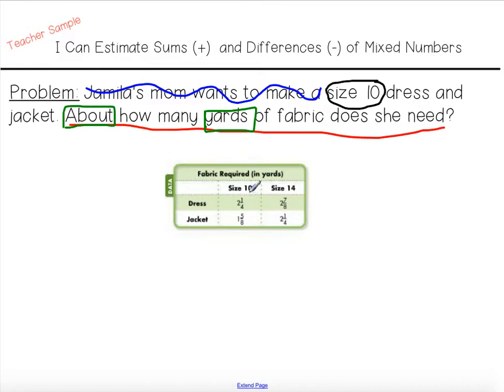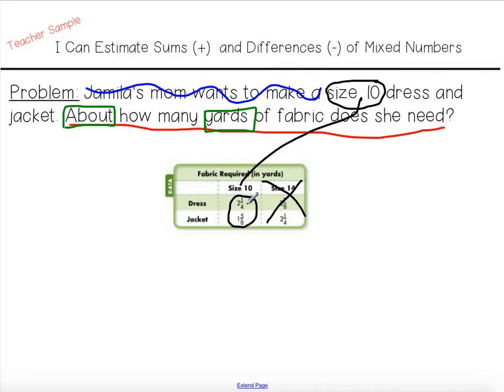So like I said, we have to use our data box down here that's provided to us because the only key number that the problem gives to us is size 10 dress. So the question asked about how many yards of fabric does she need to make a size 10 dress and jacket. So I have a dress and jacket here, and I have size 10 and size 14 up at the top. Well, I know she's not going to need size 14 stuff, so I'm just going to cross that column out right now and look at just these two mixed numbers, because I know she needs a size 10 from the problem and a dress and a jacket.